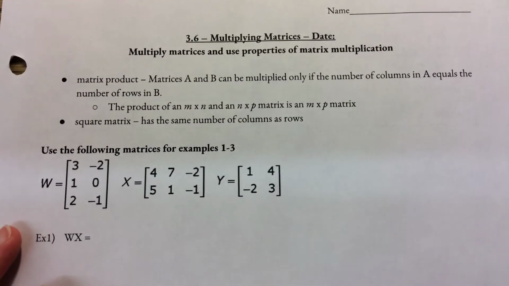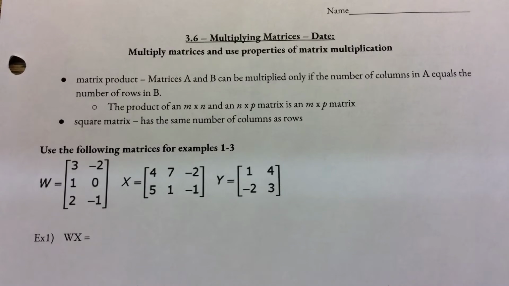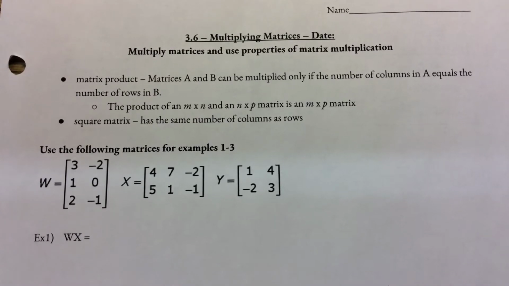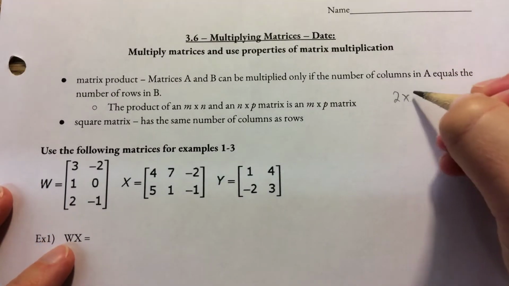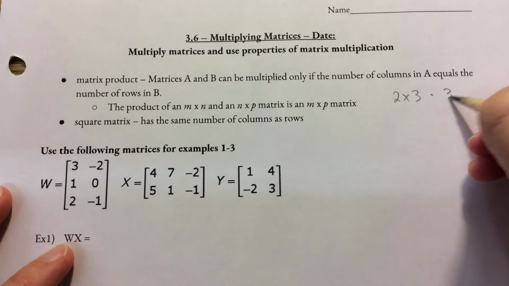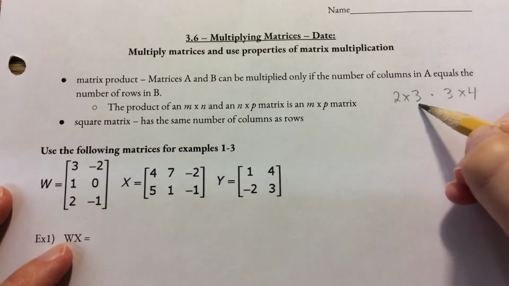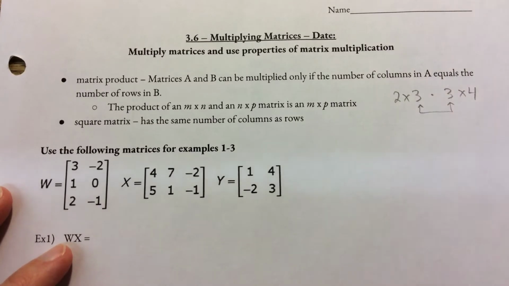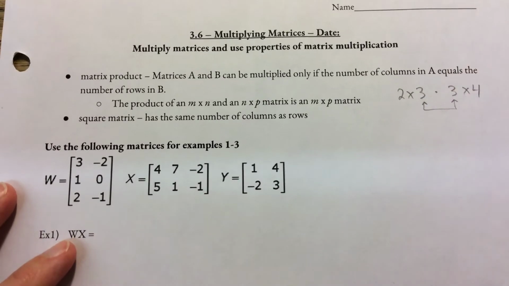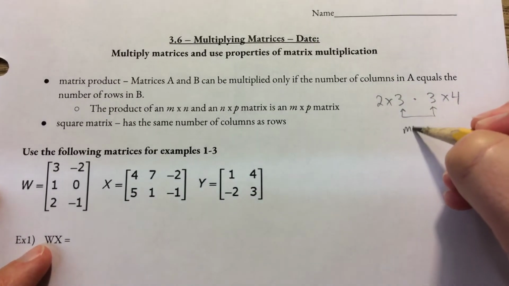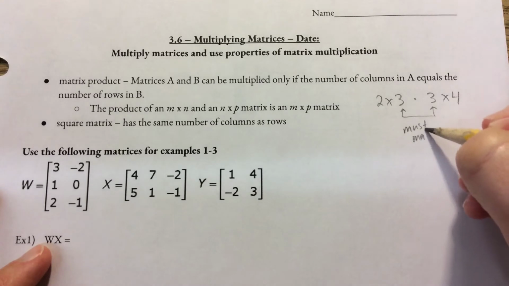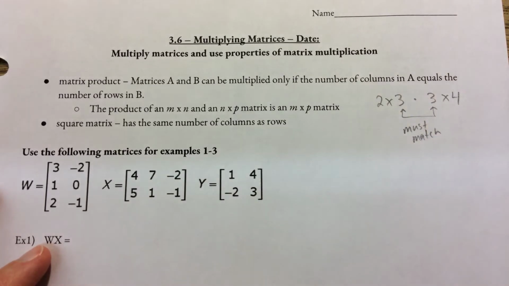Alright, we were looking at multiplying matrices today. Matrix products. Matrix A and matrix B can be multiplied only if the number of columns in A equals the number of rows in B. So if I have a 2 by 3 and I'm multiplying it by a 3 by 4, these two numbers must match up on the inside. This is the columns in the first one and the rows in the second one. Those must match in order for it to be multiplied.